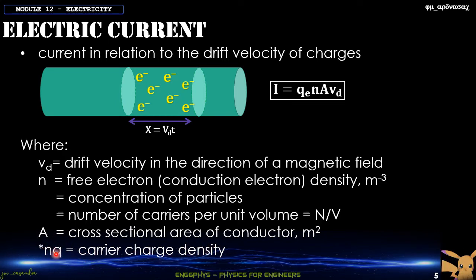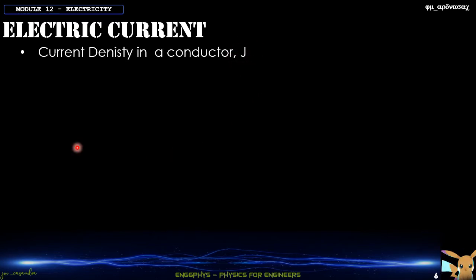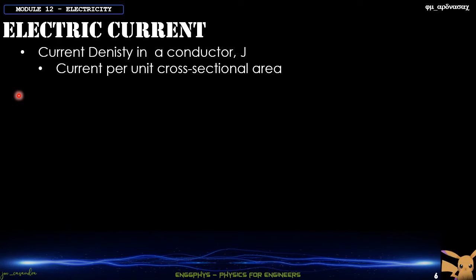or the total density of your charge. So another way to define or compute our electric current is by the current density in a conductor denoted by J. So the current density is simply our current divided by the cross-sectional area of the conductor. So mathematically speaking, we could write the equation as J equal to I divided by A. Okay, so that is now in amperes per meter squared.